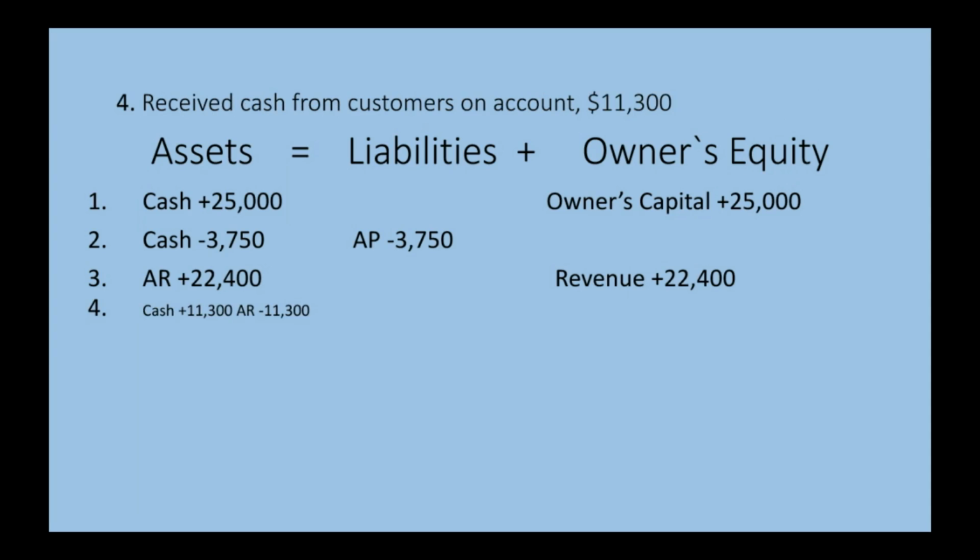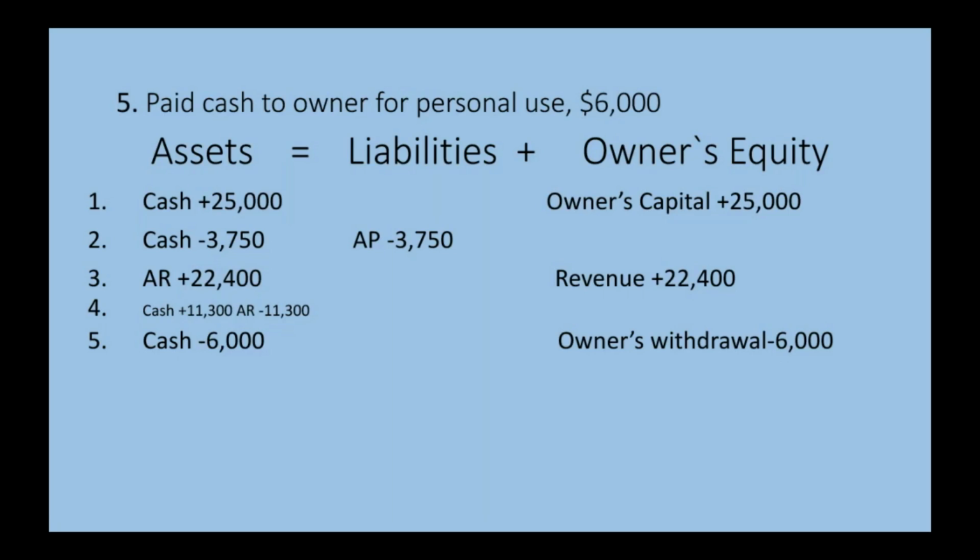Next, the company received cash from customers on account for $11,300. This means the customers are paying back their liability to you. And this also means that you are now receiving the cash from your customers. So henceforth, you will increase cash by $11,300, and now you will decrease your accounts receivable by $11,300. This is also an example of how you can have an increase and a decrease on one side of the equation or the other because both cash and accounts receivable are both assets.